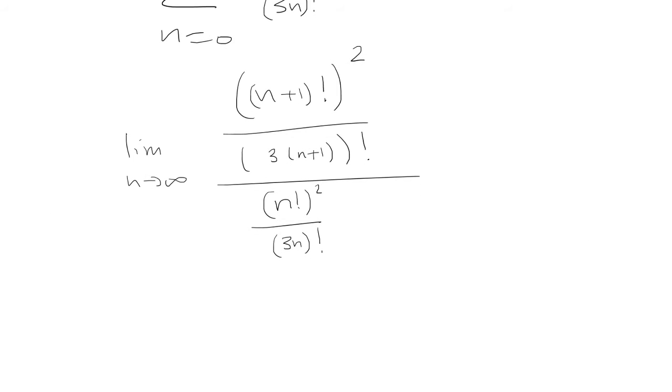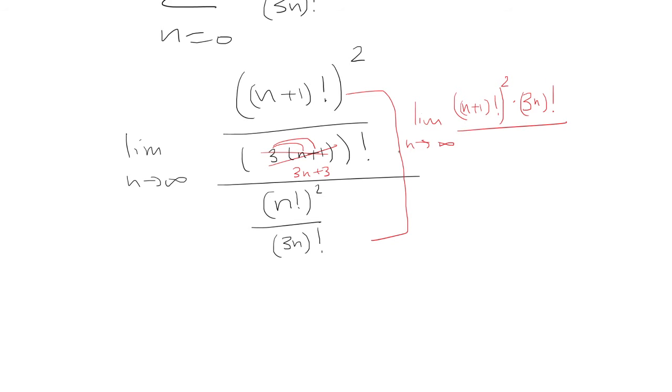Okay, now we can group these. So we have to be very careful here. Actually, before we do that, let's distribute this 3 to both the n and the 1 to get 3n plus 3. So that goes away. Okay, now we're going to group them. So it'll be the first and the last, and then over the two middle ones. Here, we want to put the n factorial squared first, and then the 3n plus 3 factorial.